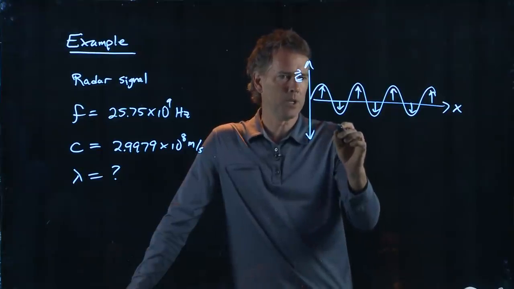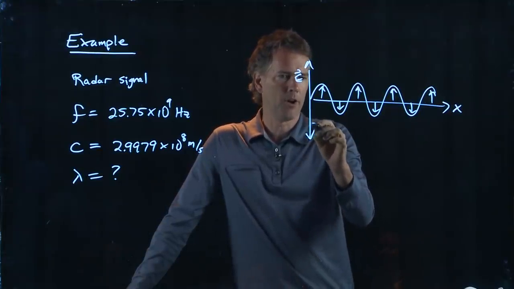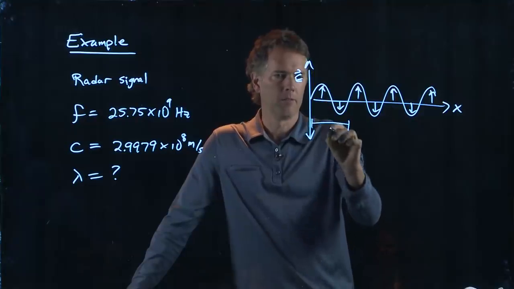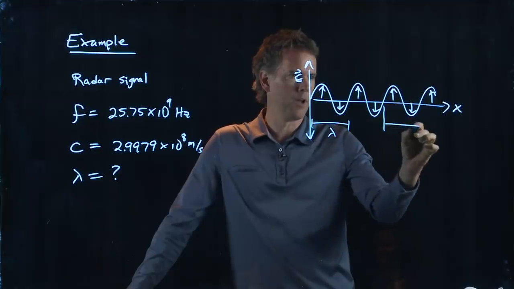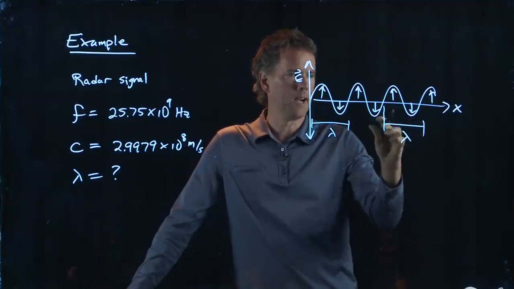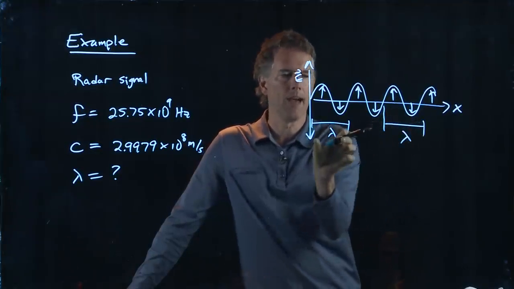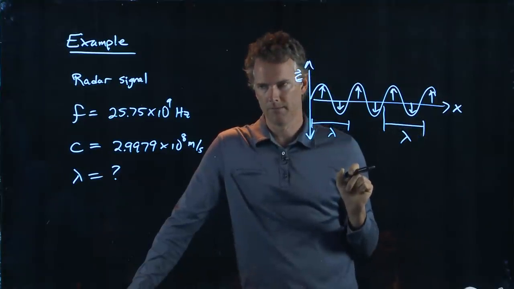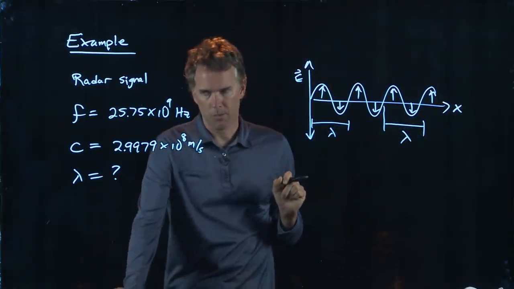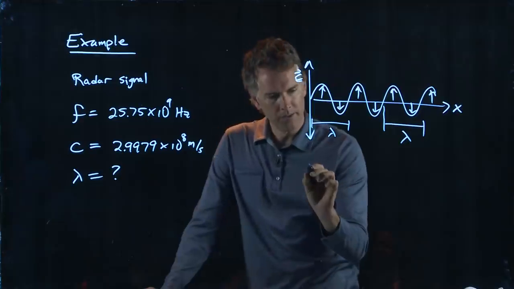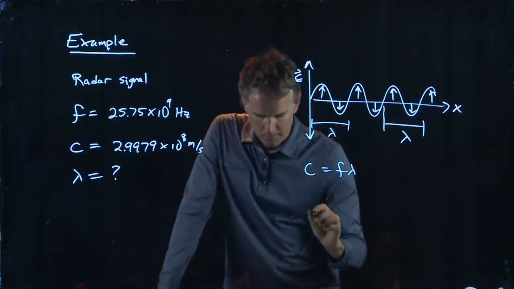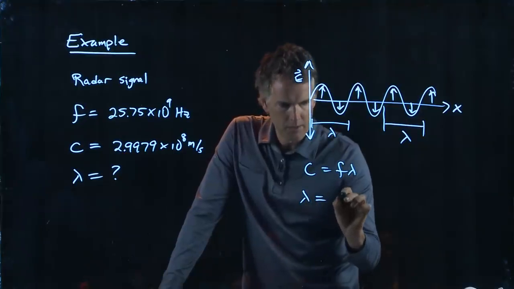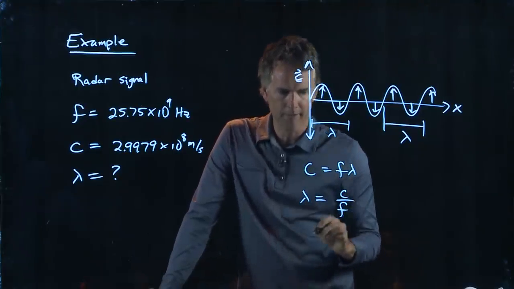What are we talking about? We're talking about how far is it from there to there, which is the same as how far is it from there to there. Anytime the wave repeats itself, that is 1 lambda, all right? And we know the relationship, right? We know that C is equal to F times lambda. So what is lambda? It is C over F.